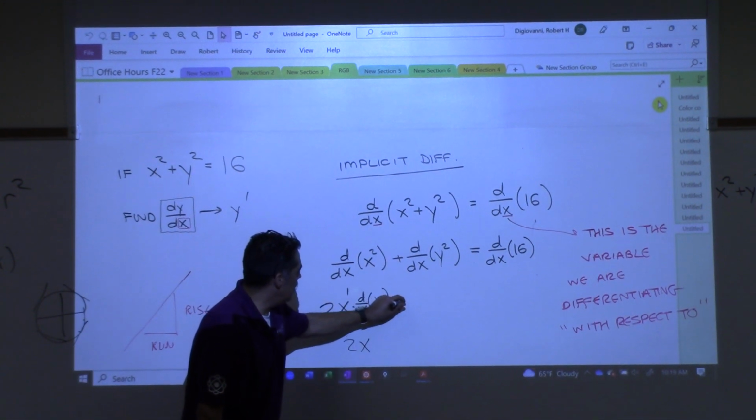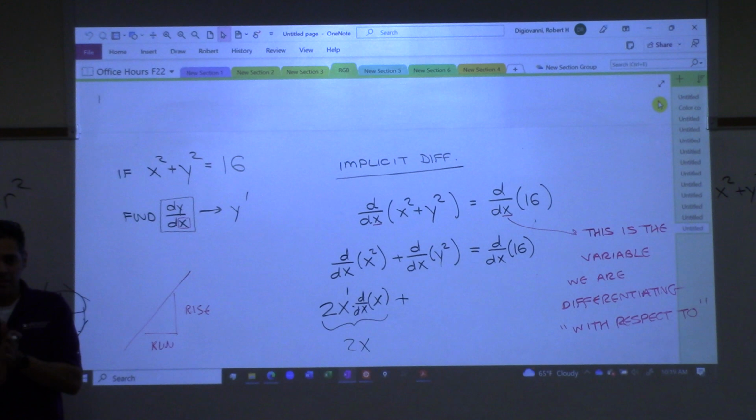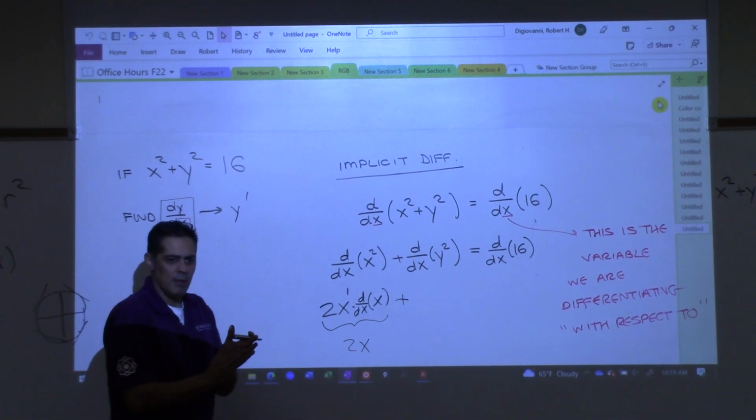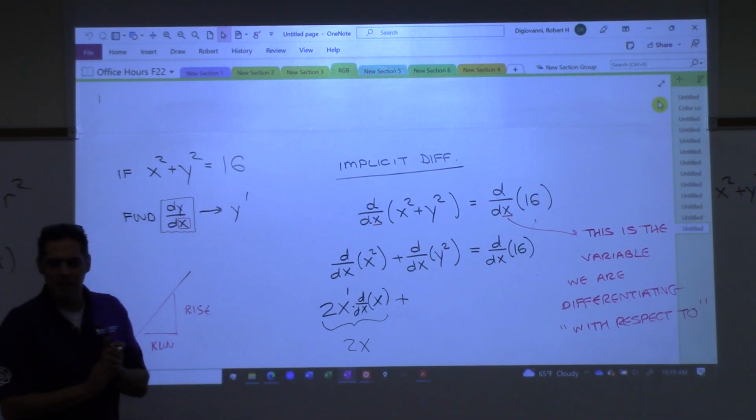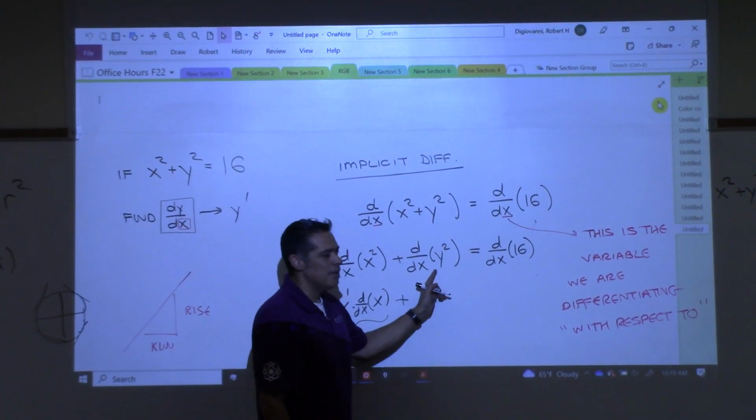All right, let's do the other one. Plus, pay attention. This is the part that gets everyone, right here, this piece. That was loud. Okay, I wanted it to be louder. That was kind of wimpy. Everyone paying attention? Yes? What's the derivative of y squared?